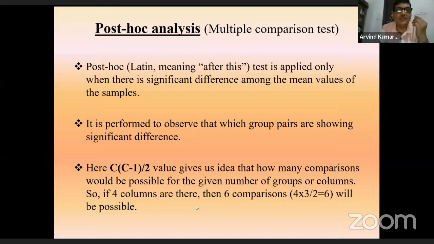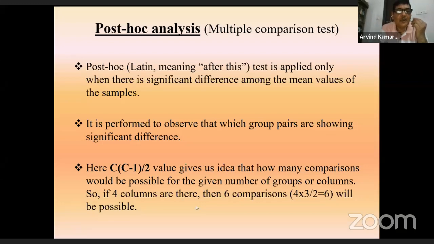Through this test, we shall be able to know which of the two pairs are significantly different from each other. This test helps us to know whether there is significant difference among the mean values of the samples. It is performed to observe which group pairs are showing significant difference. And we have to know exactly how many comparisons will be possible.